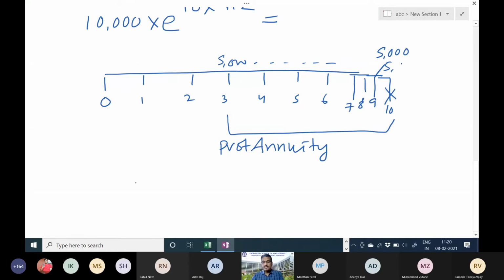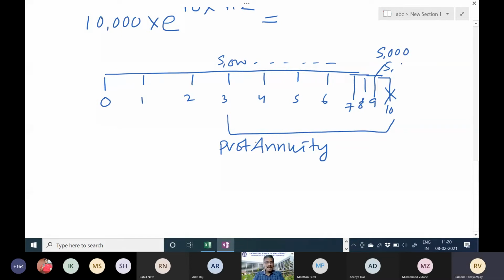Are you getting my point? No. So can you repeat again? You are going to get the cash flows from the third year end up to the 9th year end. So 7 cash flows. That's okay? Right? This is an annuity.